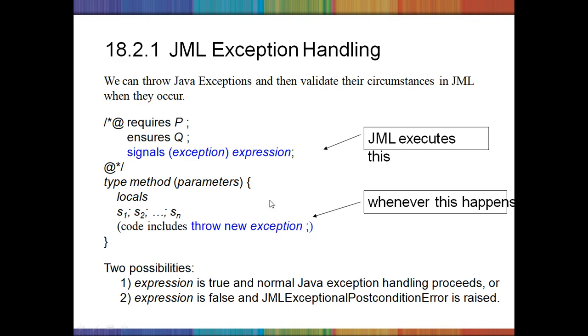Based upon the expression that was mentioned here, if the expression is true, then the normal Java exception will take care of it if anything goes wrong. If the expression we have written is false, then this JML exceptional postcondition error will be raised.